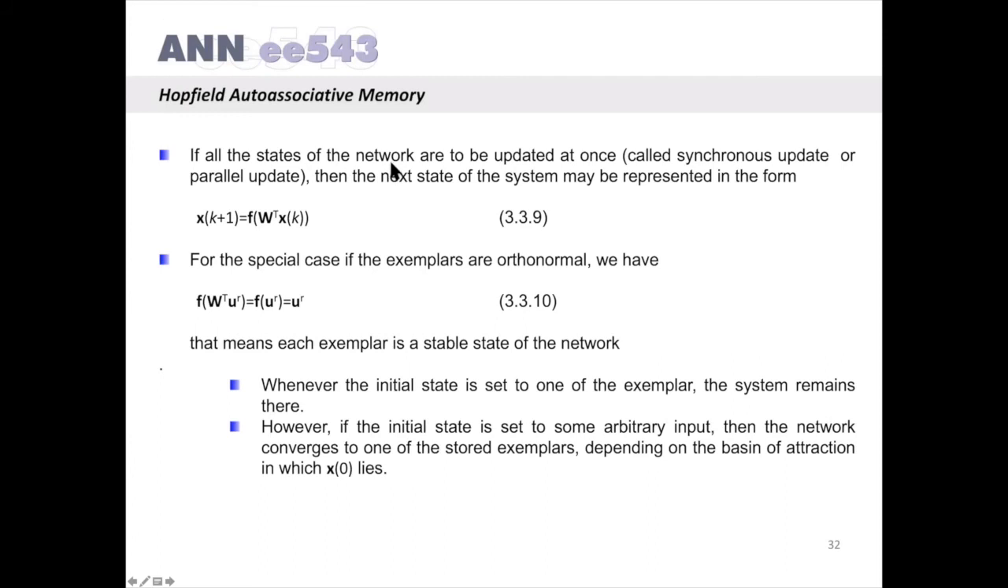If all the states of the network are to be updated at once, it is called synchronous update or parallel update. Then the next state of the system may be represented in the form of the state vector. This is the vector where each component is the output of the corresponding neuron in the network, and the state vector at time k plus 1 is equal to the f function that we defined previously for the discrete case, applied on the weight matrix transpose multiplied by the state vector at time k.